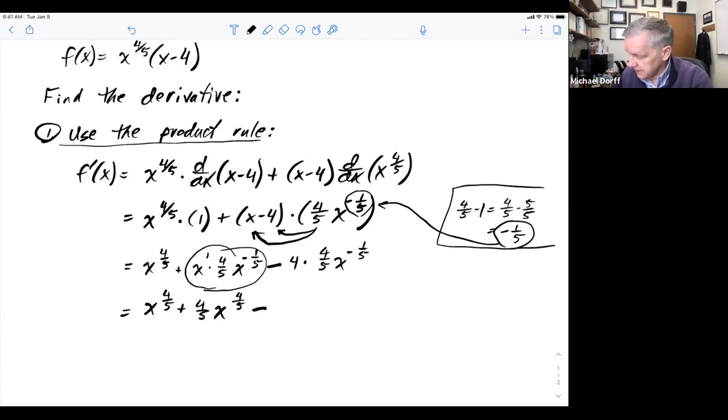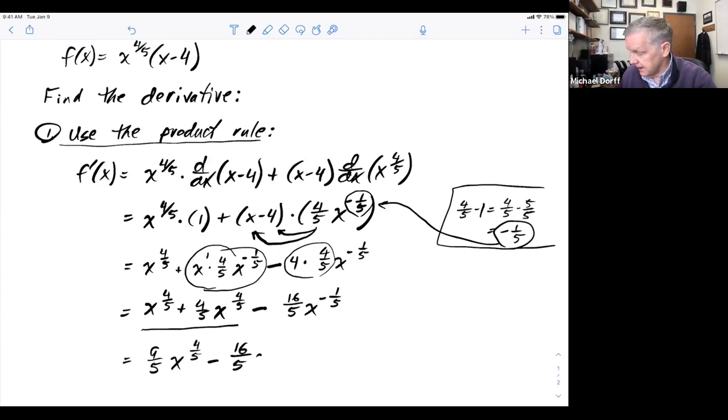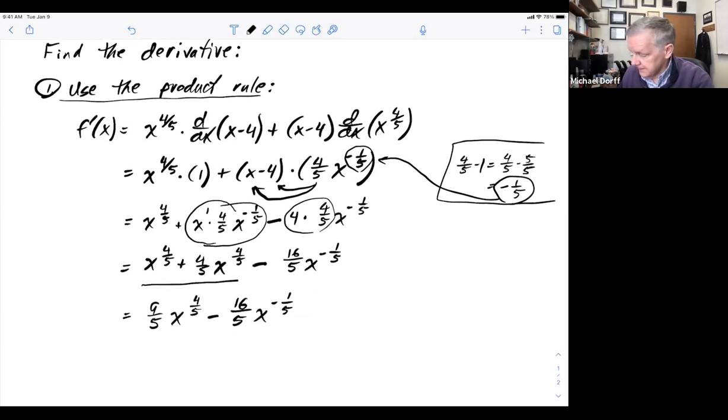And then for the next one, I'm going to combine these together to get 16/5 x to the negative 1/5. And then my first two terms have the same x power, so I'm going to add those together. So I have 1 plus 4/5, that's going to be 9/5 x to the 4/5 minus 16/5 x to the negative 1/5. Okay, that is then the derivative, one way.